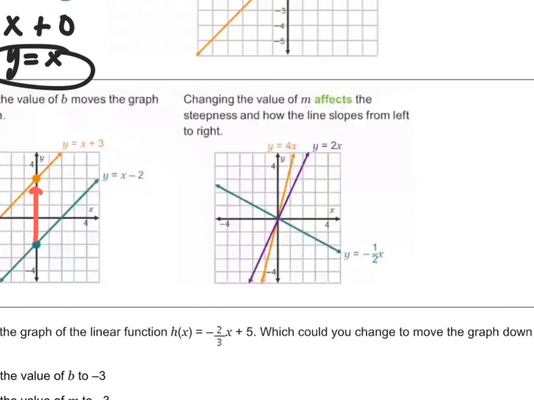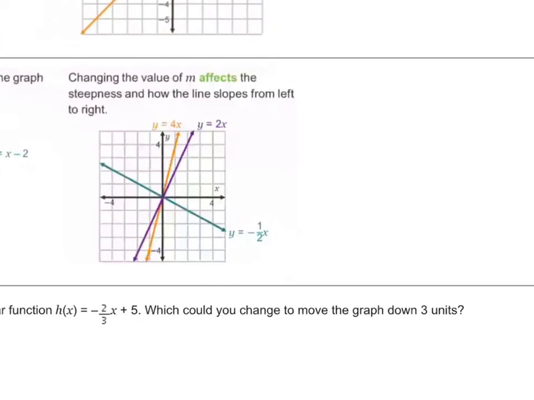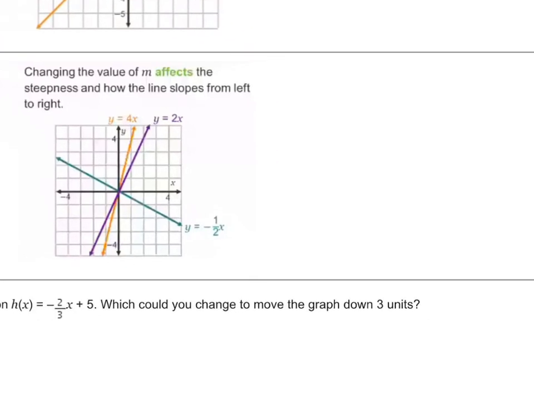And then if we change the value of m, that affects the steepness of the graph. Usually what I say is that the bigger the slope, the steeper the line.